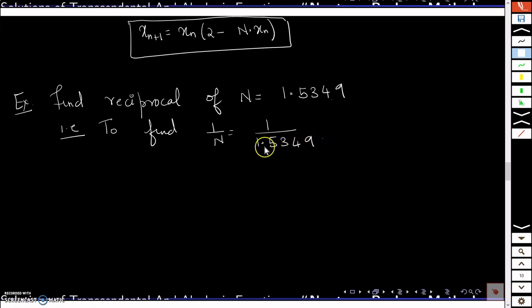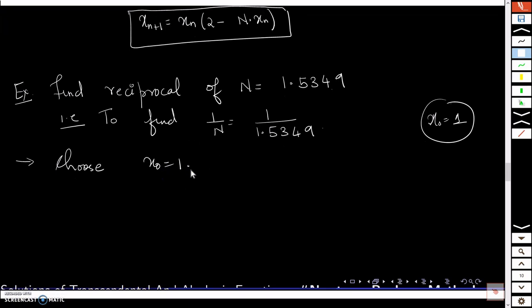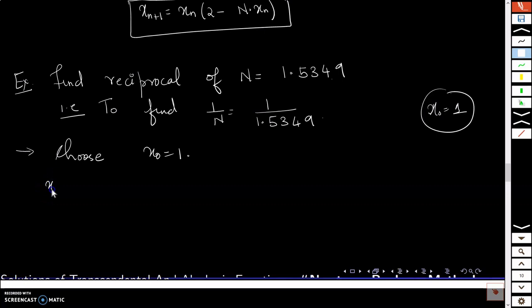Now I want to find 1 by 1.5349. The denominator, as you can see, is a bigger number compared to 1. So this number I'm expecting it to be less than 1, right? So approximate value of this I will assume, that is x naught, to be equal to 1. Because this will be slightly less than 1, because I'm having a bigger denominator, so I can start with 1 as my initial approximation, right? So I will choose x naught to be equal to 1, and then using this iterative formula I can compute x1.